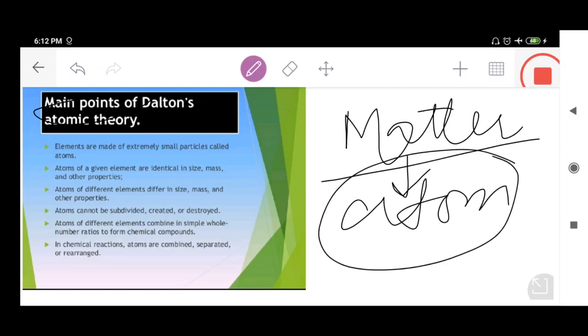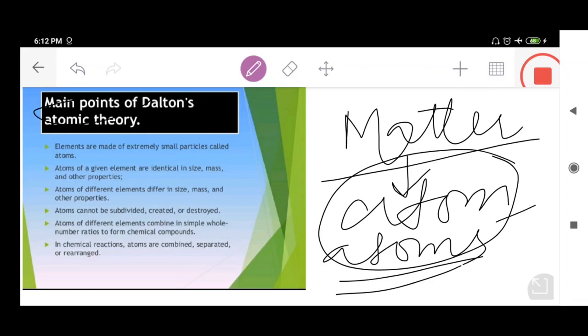This atom is actually a Greek word. I must tell you that it is derived from the Greek word atmos, meaning not cut. That means something which can't be split. You must remember, students, that atom is derived from the Greek word atmos, meaning not cut, that is, something which can't be split.